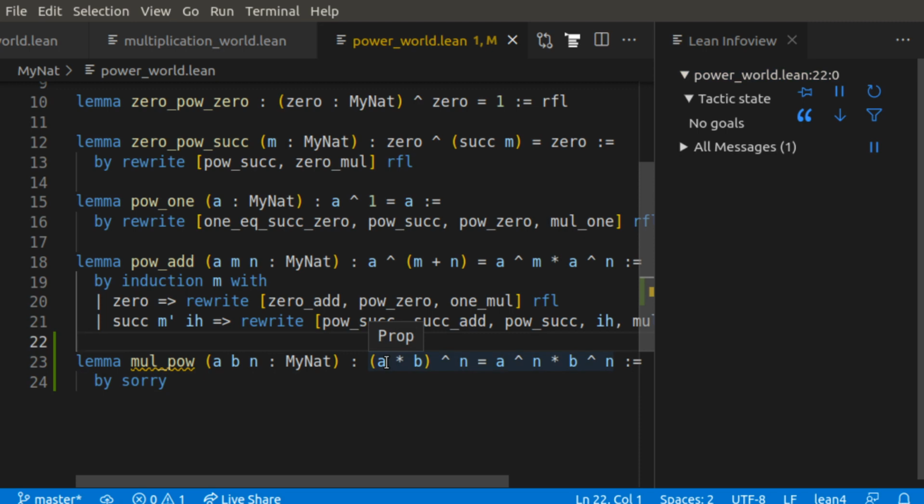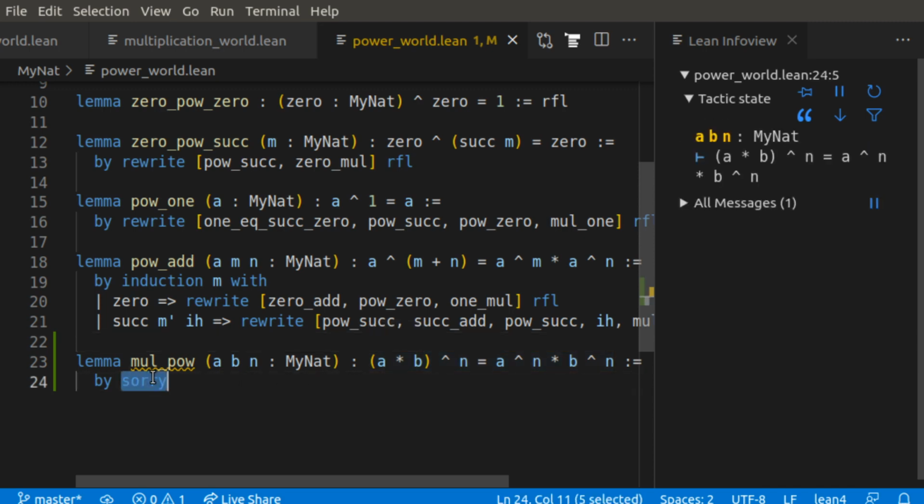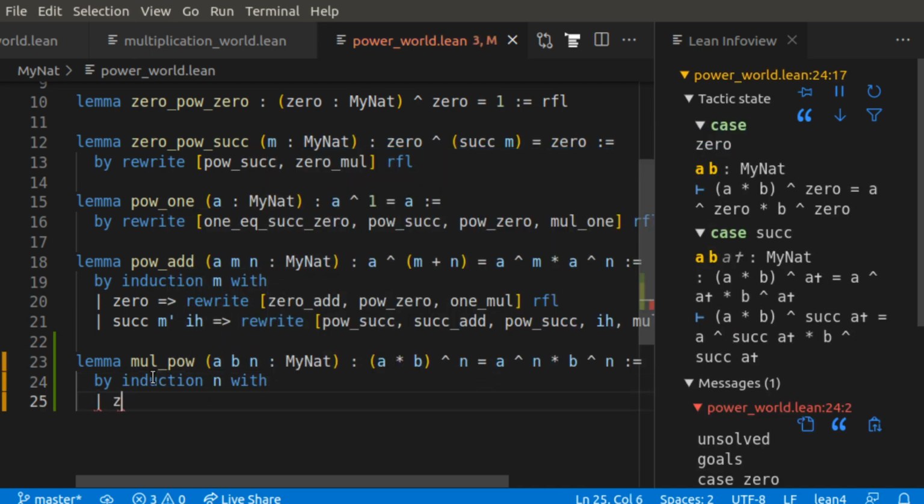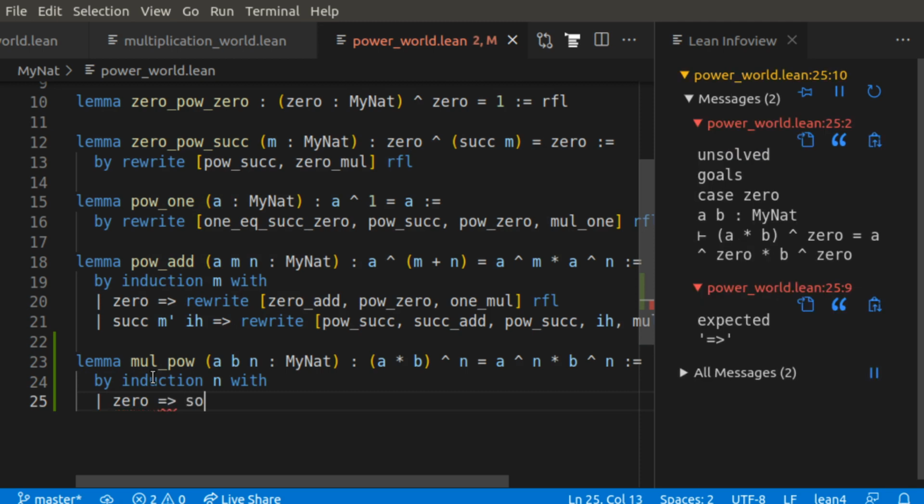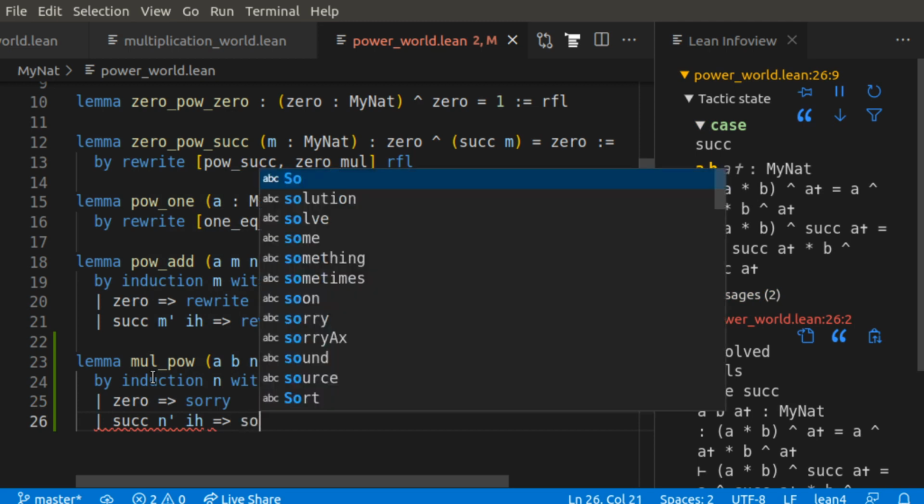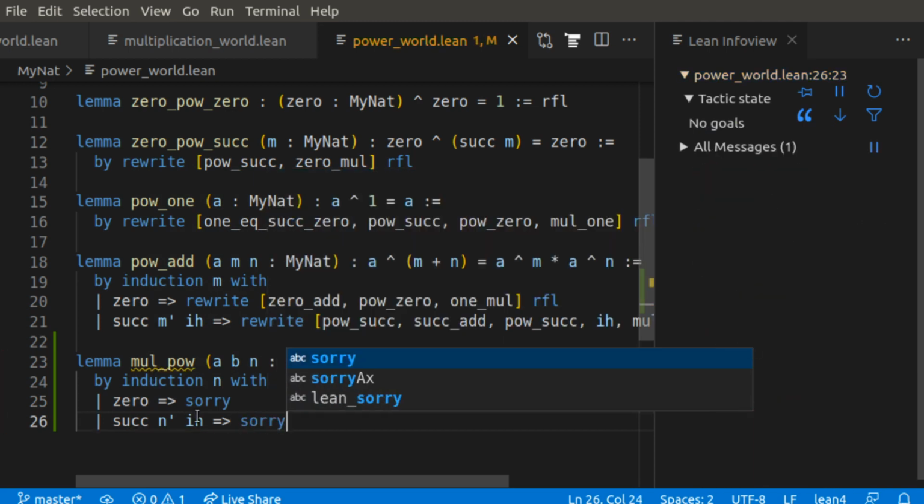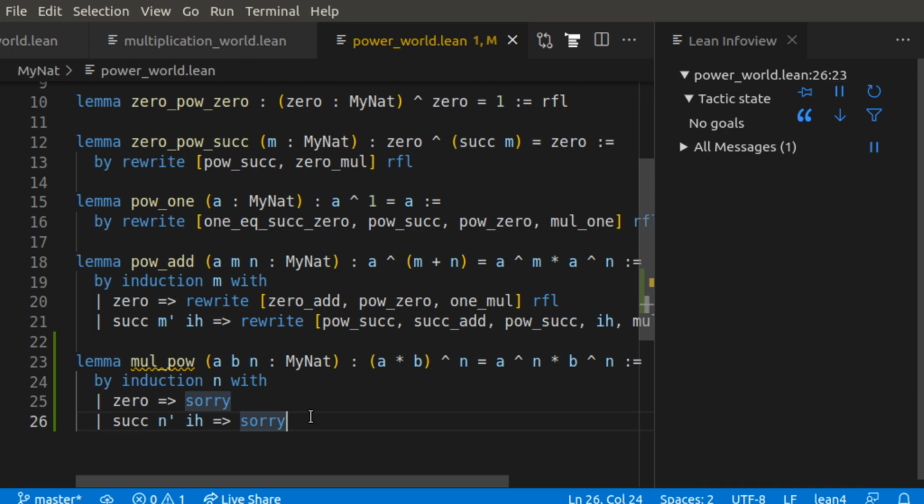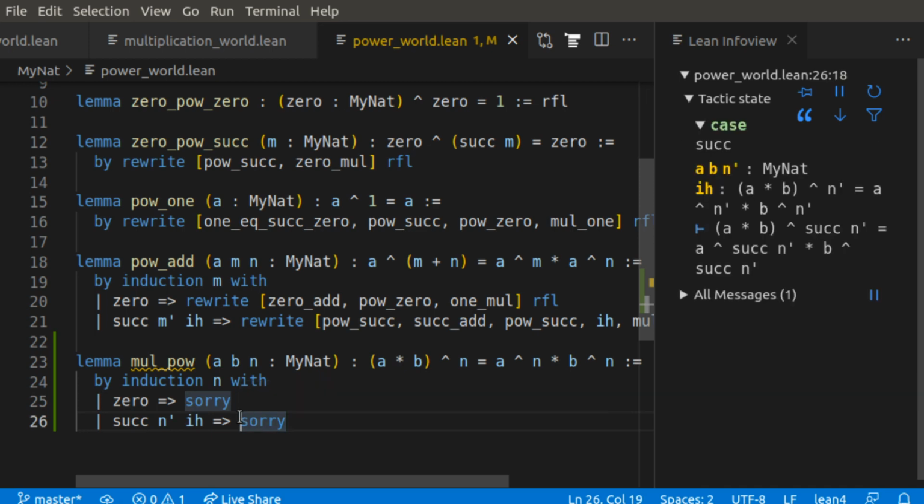Well, we know how to deal with things of a to the power of successor, so I'm guessing we'll probably want to use induction on n. Induction n with 0 and successor n prime inductive hypothesis. Let's look at this case. (a times b) to the power of successor n prime.